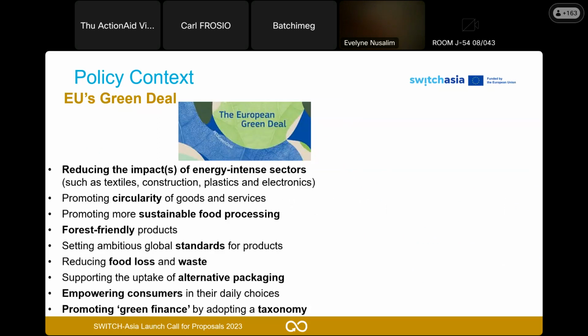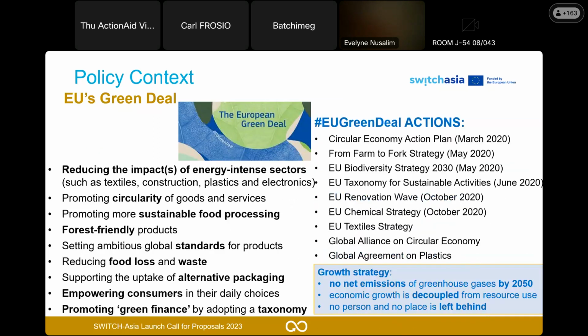I mentioned also the EU's Green Deal. That's also key when it comes to climate change in reducing the impact of energy-intense sectors, again promoting circularity, sustainable food processing, also forest-friendly products, setting global standards for products, reducing food loss and waste. We also touch upon packaging, empowering consumers in their daily choices, and promoting green finance by adopting a taxonomy.